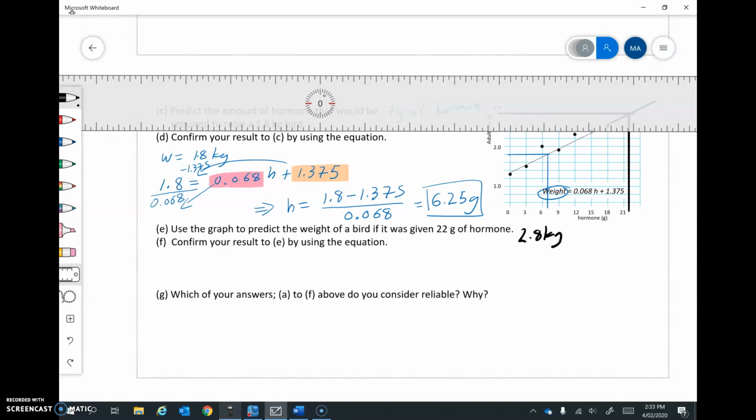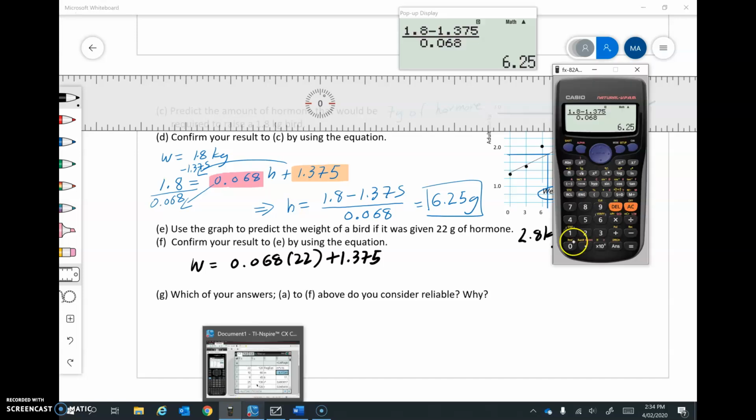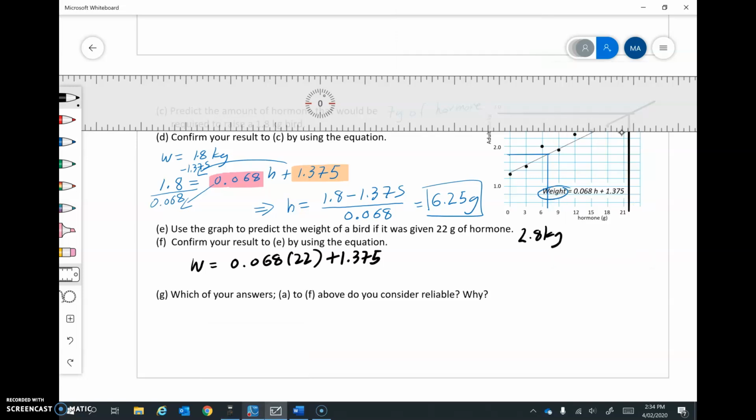All right, so let's use the equation. Now we're substituting back in for H, back for the X variable, so no rearranging required. W equals 0.068 by 22 plus 1.375. Okay, so we'll check that on the calculator. And that gives us 2.871, pretty close. That would round to 2.9 for one decimal place, but 2.9, 2.8, not too far off.